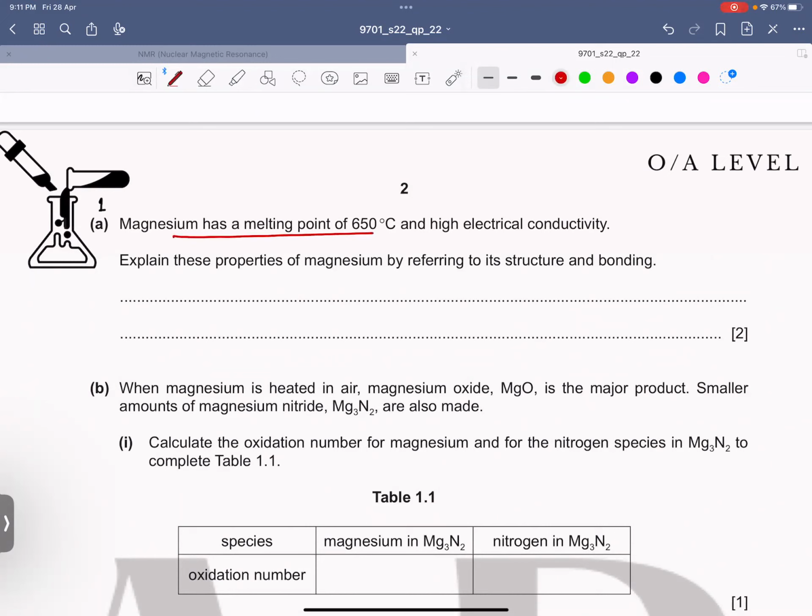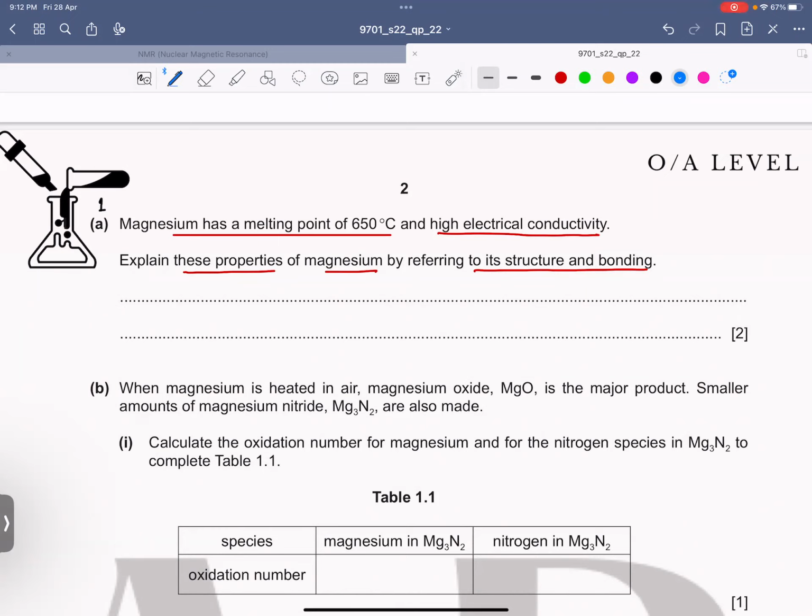Magnesium has a melting point of 650 degrees Celsius and high electrical conductivity. Explain these properties of magnesium by referring to its structure and bonding. So when we talk about the high melting point, we must comment that the high melting point is basically due to the strong metallic bonds.